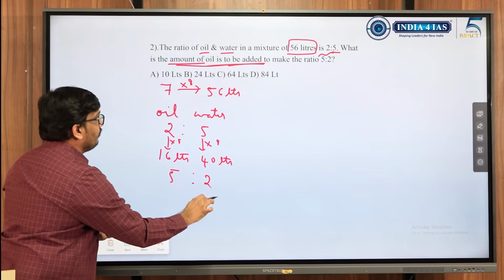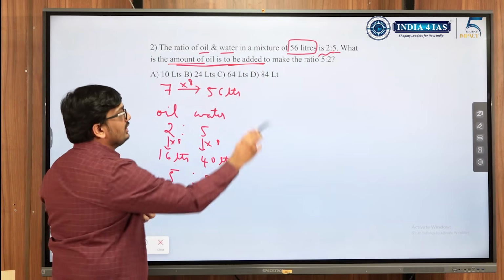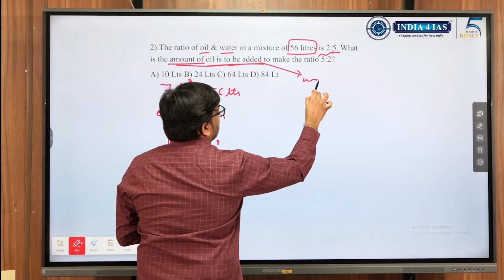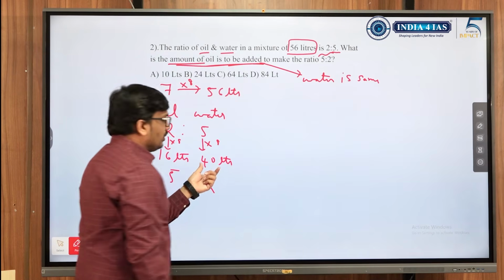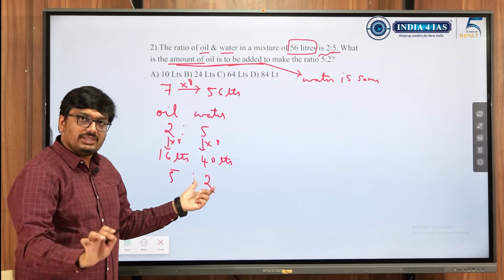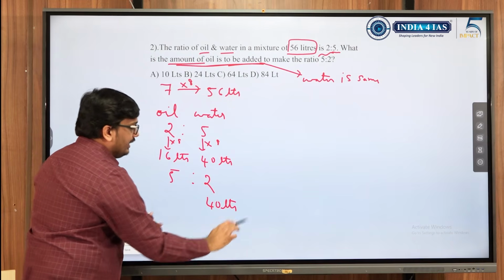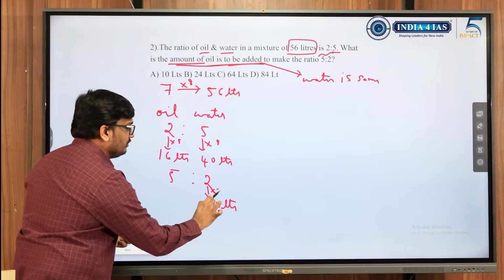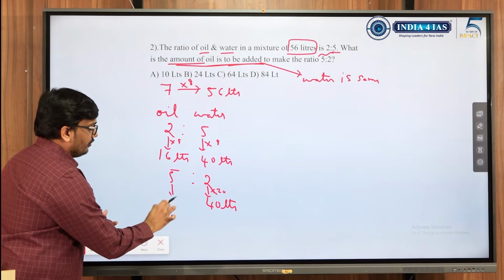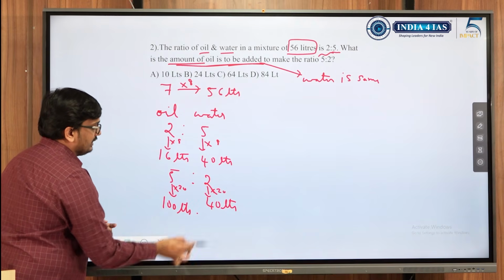What is the amount of oil to be added means they are just speaking about oil, means water is constant. Water is constant or water is same. Initially water was how much? 40 liters. Now also water is same. So below 2, if you write 40, it denotes 2 parts is equal to 40 liters. 1 part means 20 liters. Therefore 5 parts means 5 into 20, that is 100 liters.